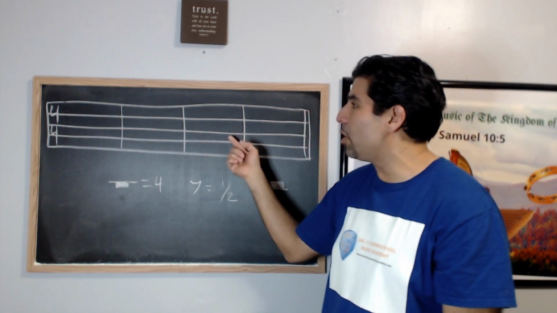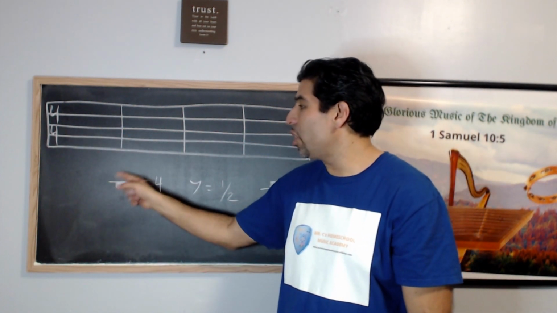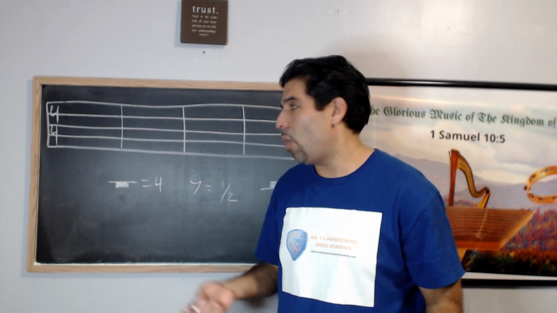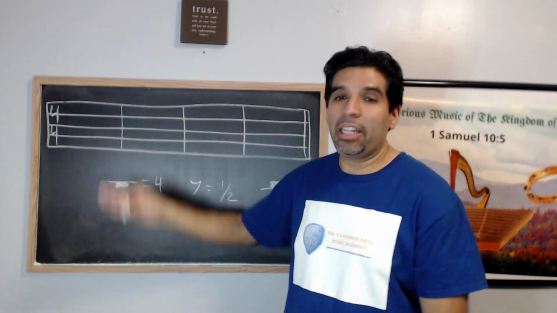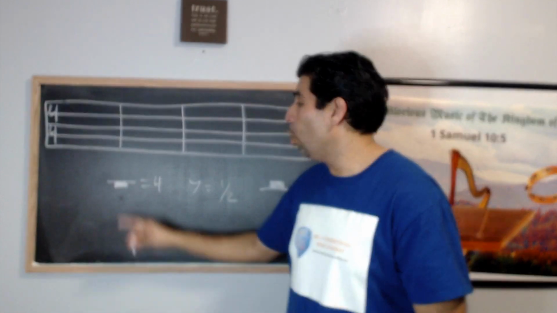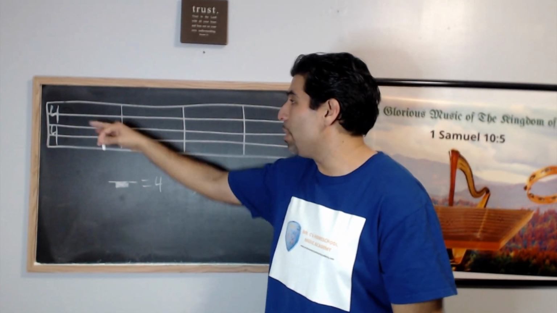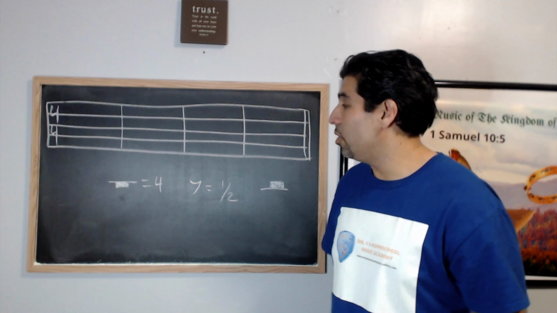Any measure that we use it for is going to be just the whole rest all by itself. Why? Because there are 4 beats in every measure according to our meter. So you're not going to need to add in any other rests or any other notes. One whole rest could take up an entire measure, and that is just fine.